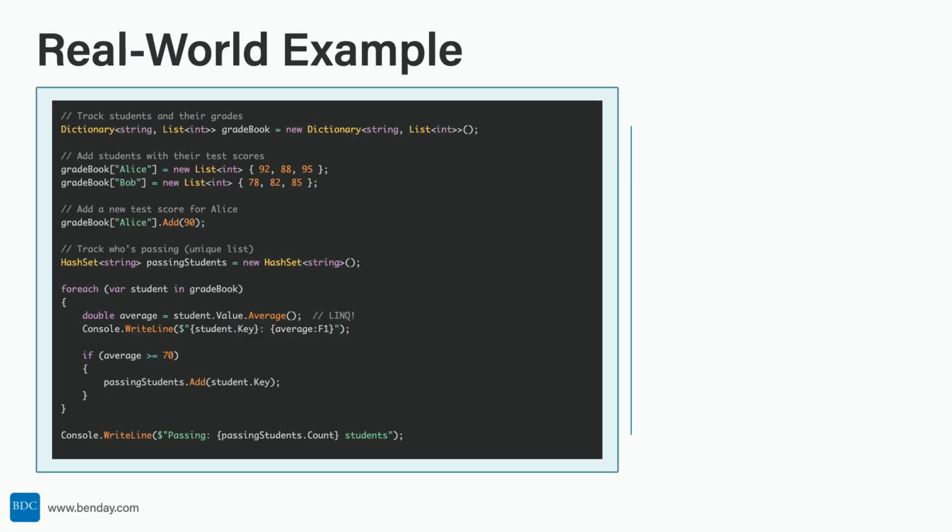Let's build something real: a simple grade tracker that uses multiple collection types. See how we combined collections? Each student name maps to a list of their grades. Dictionary for fast lookup by name. List, because grades keep getting added throughout the semester.